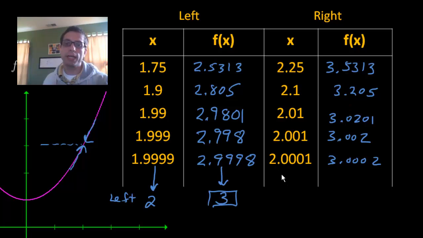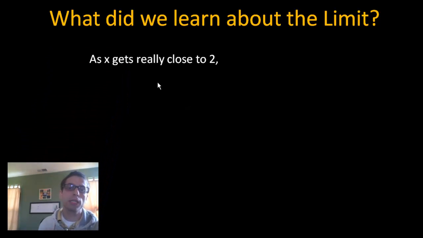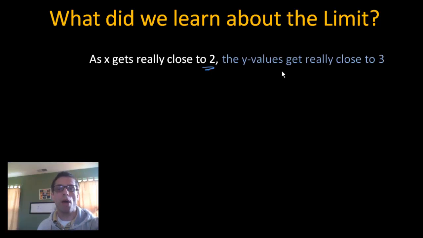Now that the right-hand side is filled out, notice as x gets really, really close to 2, but now from the right-hand side, your y values are getting closer and closer to, as you guessed it, 3. So that's how we would determine a limit from a table. Now let's talk about notation. What did we learn? As x gets really, really close to 2, the y values got really, really close to 3.